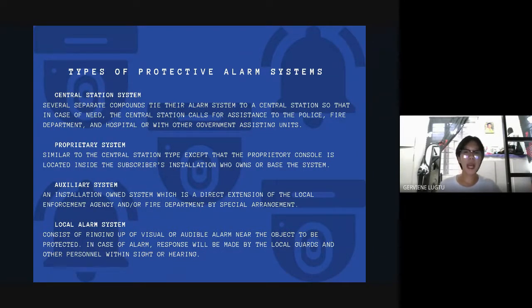Consists of ringing up of visual or audible alarm near the object to be protected. In case of alarm, response will be made by the local guards and the other personnel within sight or hearing.